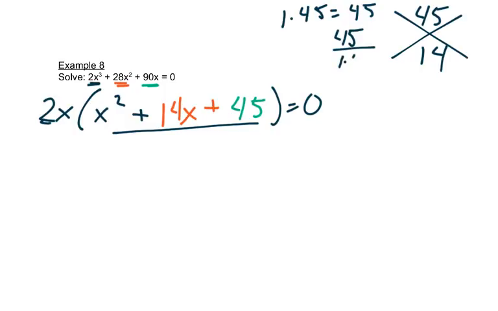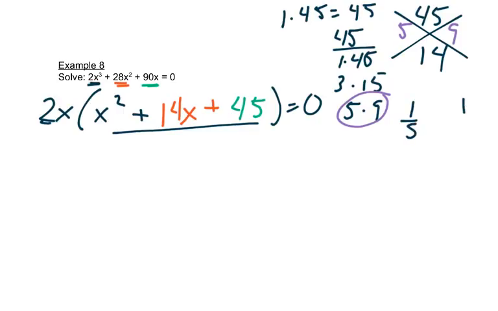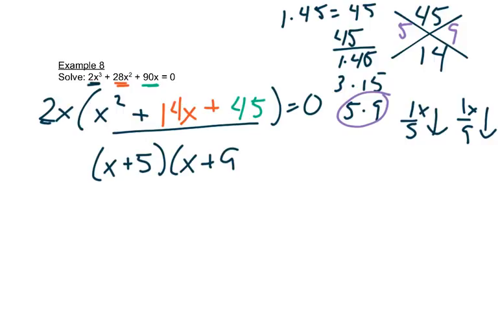So in 45 I have 1 and 45, 3 and 15, 5 and 9, 6 doesn't work, 7 doesn't work, 8 doesn't work. It's all positives, all pluses. So here's my pair right here, a 5 and a 9. So I'd have 1 over 5 and 1 over 9 with x's on top. So I'd have x plus 5 and x plus 9.